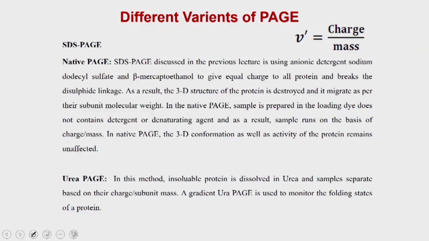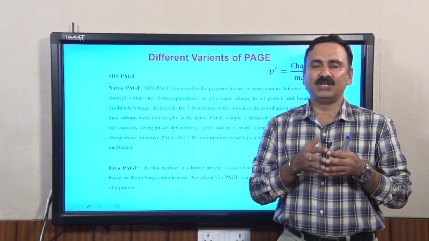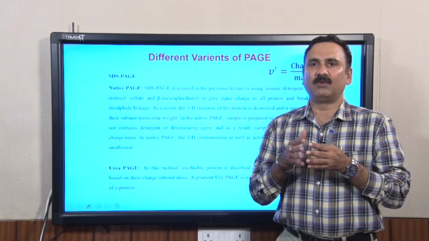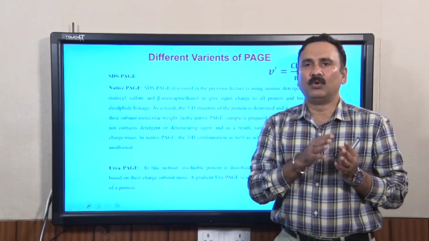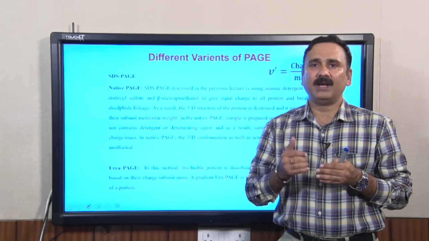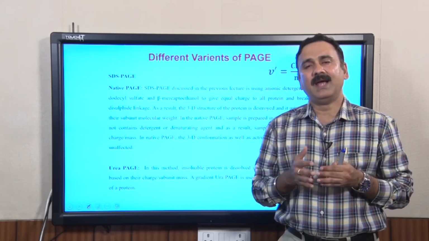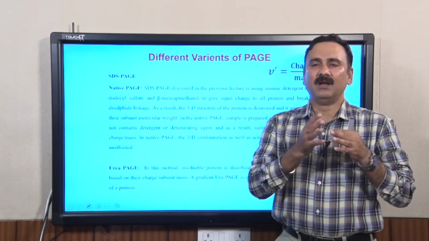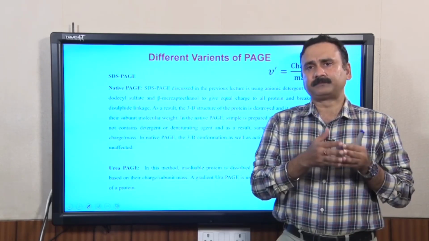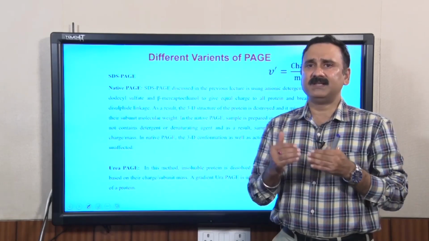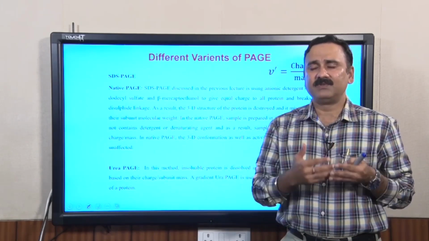Apart from the SDS page, you have different variants of polyacrylamide gel electrophoresis. We have the SDS page, which we discussed in the previous two lectures, where we were using SDS as a denaturing agent, and in addition to the SDS we were also using beta mercaptoethanol. Both of these denaturing agents were destroying the three-dimensional structure of the proteins, and the beta mercaptoethanol is also breaking the disulfide linkages. On the other hand, the SDS is also providing the negative charge to the protein.